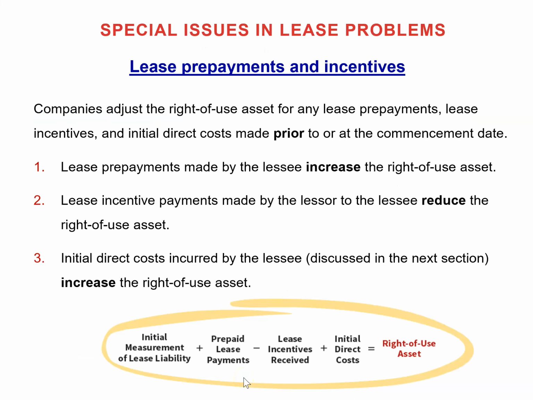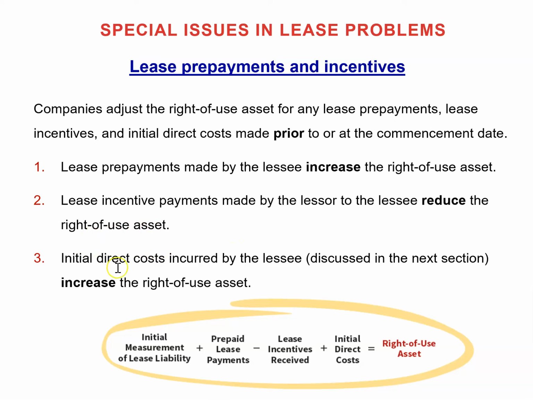Now we will see some other information about lease prepayments and incentives. Sometimes the lessee can make some payments even before the lease contract is signed, or prior to the lease commencement date. Those types of lease prepayments made by the lessee will increase the right of use assets. Sometimes the lessor may make some lease incentive payments to the lessee so that the lease can be executed, but those will reduce, or be subtracted from, the right of use assets.